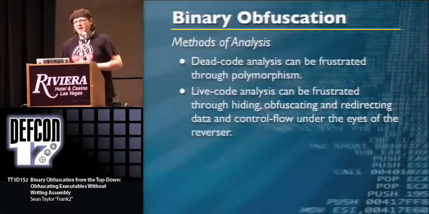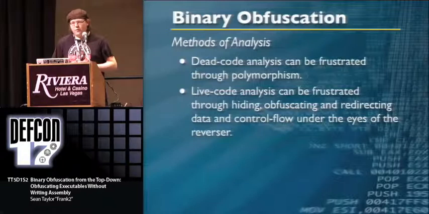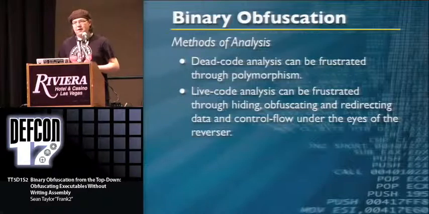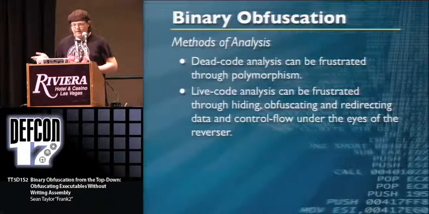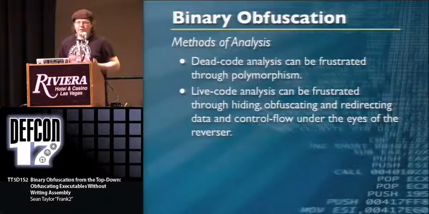Dead code analysis is actually very easily frustrated. You can just do polymorphic techniques and do all sorts of really ridiculous things to your code, and unless someone actually executes the program or knows how to unravel that manually, you can basically evade anybody doing dead code analysis. Live code analysis is a lot harder because people can actually watch what the program is doing. So this is why you have a lot of anti-debug, because people are going to essentially try to keep people from seeing what is being written.